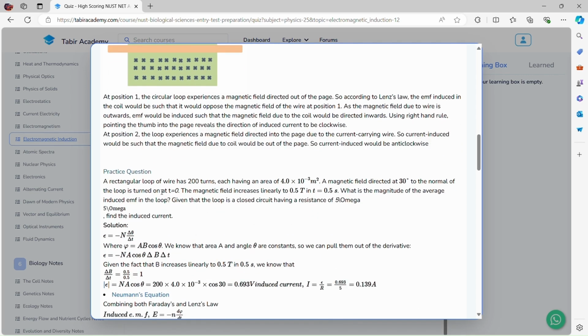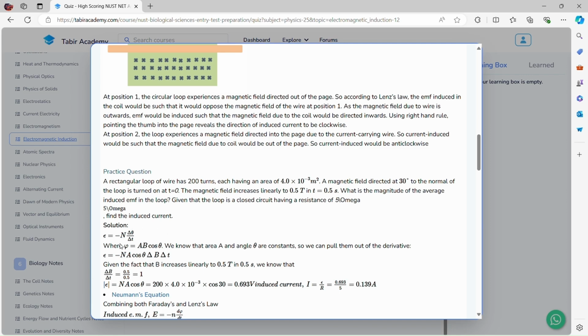Practice question. A rectangular loop of wire has 200 turns, each having an area of 4 times 10 to the power negative 3 meters squared. A magnetic field directed at 30 degrees to the normal of the loop is turned on at t equals 0. The magnetic field increases linearly to 0.5 T in t equals 0.5 s. What is the magnitude of the average induced EMF in the loop, given that the loop is a closed circuit having a resistance of 5 ohms?